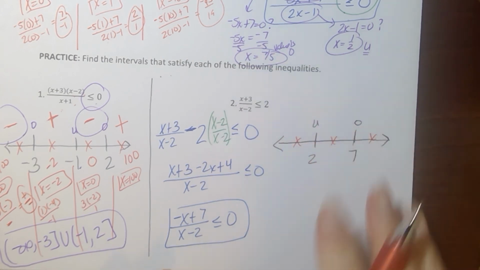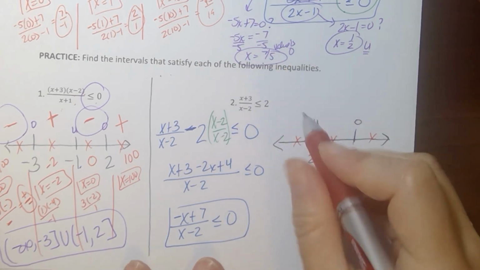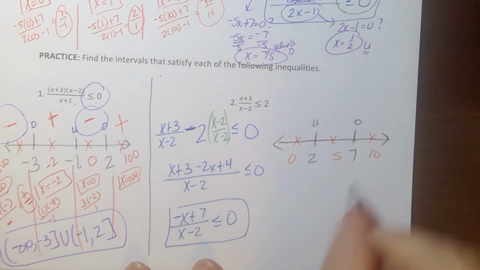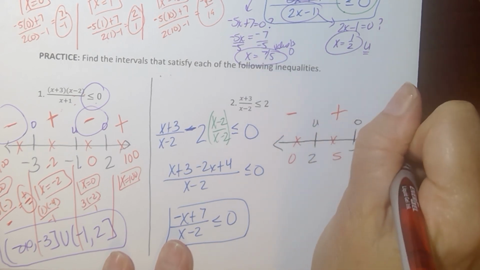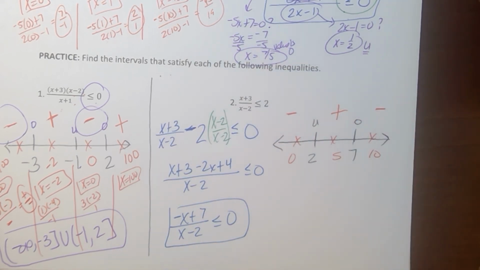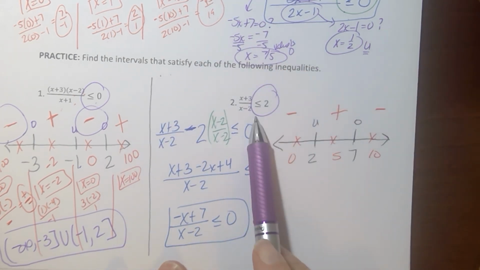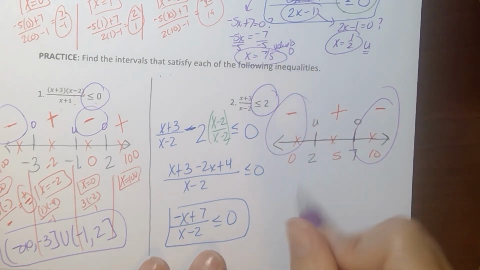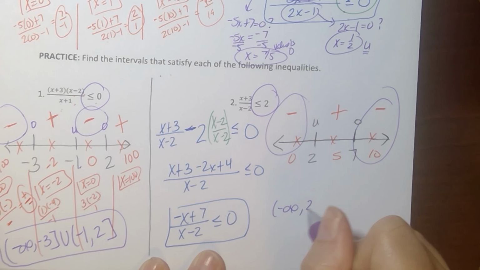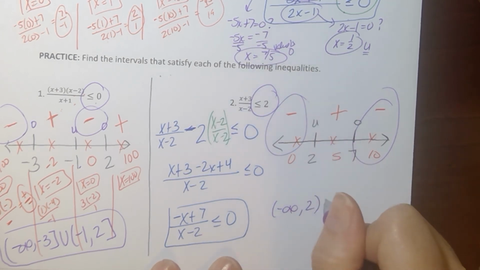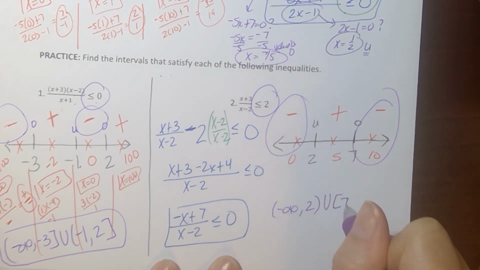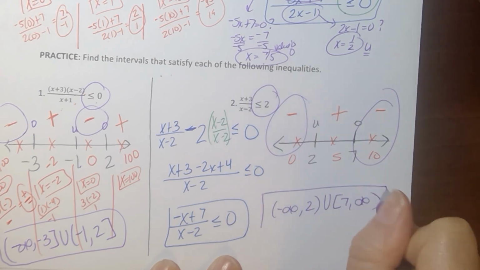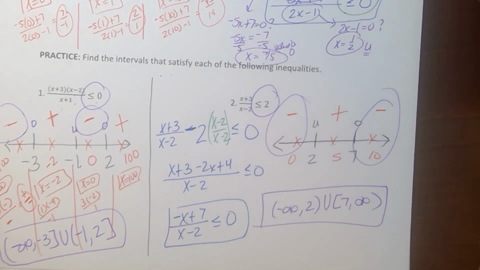I pick a test point in each of those intervals. I chose 0, 5, and 10. You can choose other values. When you test points in those intervals, this is the pattern that you should get. And you are interested in places where your inequality is less than or equal to 0. So I'm interested in those ends. So from -infinity up to 2, can't include that because the function is undefined there. Or from 7 to +infinity, I do get to include the 7 because the function value is 0 there.